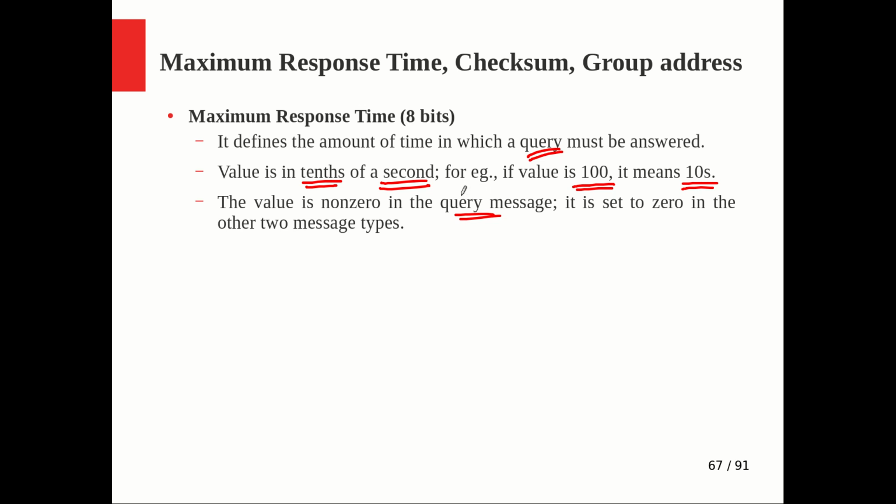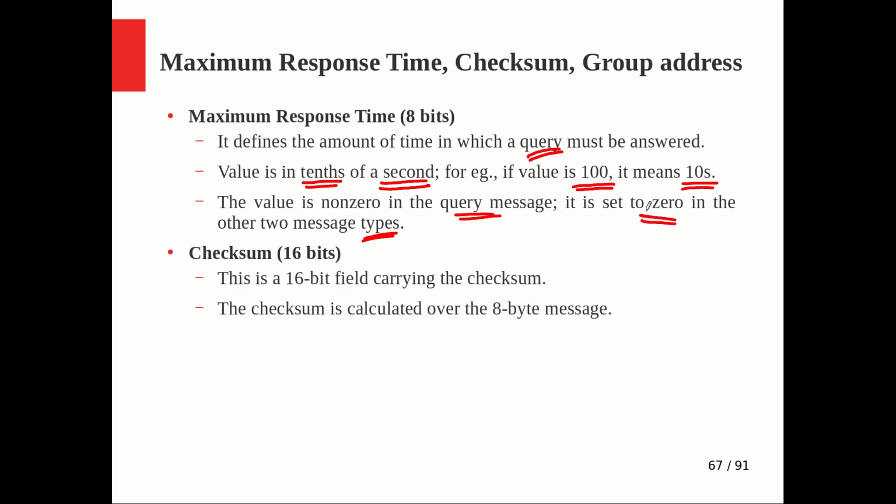So for a query message, there will be some upper limit, some value will be there. But for the other two types, whether it is a membership message or a leave report, the maximum response time is not needed at all, so it will be set to 0. Now what about the checksum field? It's a 16-bit field, as we already said. Checksum is calculated over the 8-byte message, like what we see.